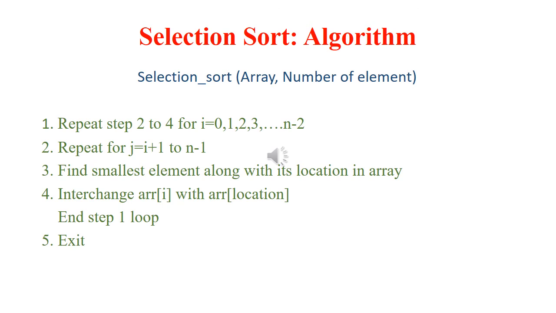So whatever the location of the smallest element you have found, you are going to swap it, you are going to interchange it with the ARR I location. So I will always leave behind the j. So if I is 0, you find the smallest element in the array from 1 to n minus 1, and you are going to swap it with location 0, and that's the end of the first loop. Now I is 1, you are going to search for the smallest element from j plus 1, that is 2 to n minus 1 location, and wherever you find the smallest element, you are going to swap it with 1.